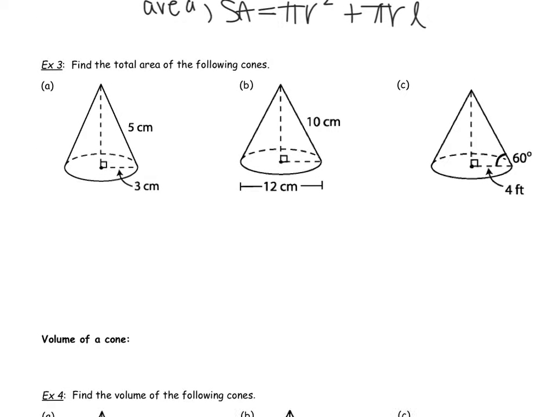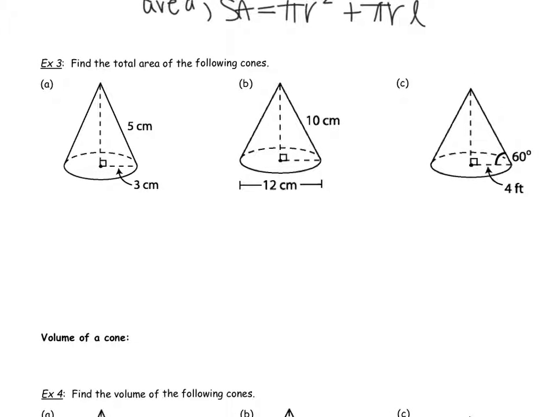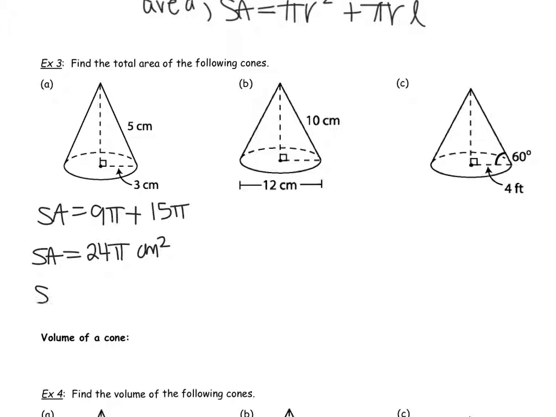So we're going to find our total area. So we have that our surface area equals our base area, which we know from before is 9 pi, plus our lateral area, which we know is 15 pi, which gives us a total surface area of 24 pi centimeters squared, which is approximately 75.40 as a decimal.